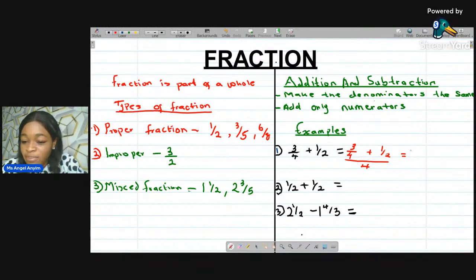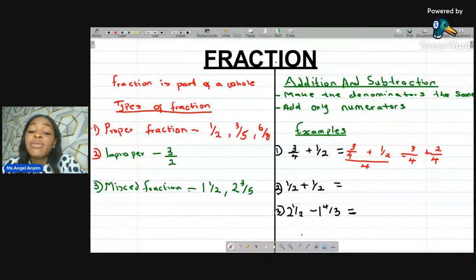So we have 4 divide 4, 1. 1 times 3 is 3. 3 over the LCM, which is 4. Plus 2 divide 4 is 2. 2 times 1 is 2. So 2 over the LCM, which is 4. Now that they have the same denominator, we can now add them together.